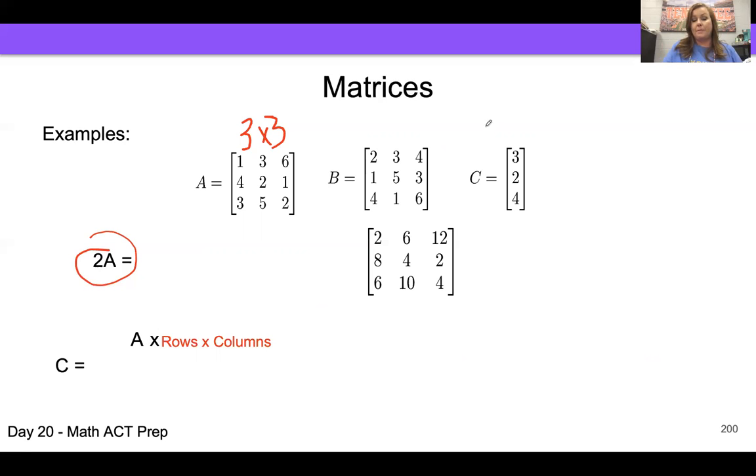Okay. Now remember, we said this is a 3 by 1. You cannot multiply all matrices together. For example, I could not say do C times A. C times A will not work. Can't do it. It's impossible. But I can multiply A times C. And there's a reason why.